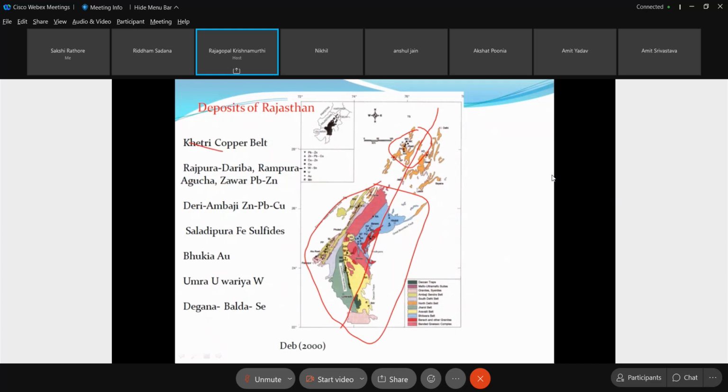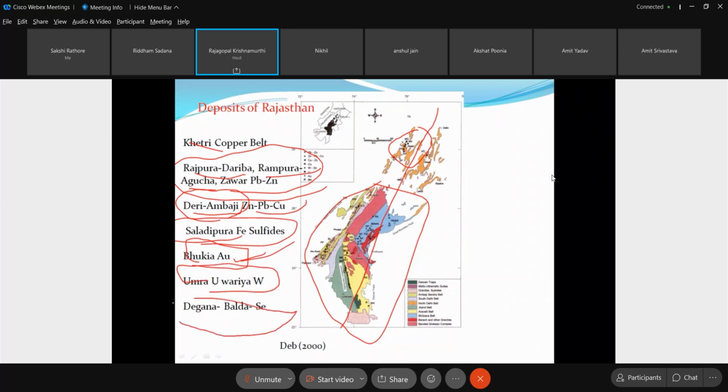You have the most famous Rampura Agucha, you have Rajpura Dariba, the classical Zawar, all owned by Vedanta, making millions and millions of rupees. Dariba Ambaji, that is in Gujarat, once again a lead zinc deposit. Ambaji is quite close to Mount Abu. Saladipura iron sulfides, North Delhi Fold Belt. The Bhukia gold is coming in a very big way. Already it has been explored. It is in Banswara area. Umra uranium near Udaipur, the Degana. I don't know, some of you from Sirohi side or the southern part of Rajasthan, more towards Makrana. All these are very classical deposits.